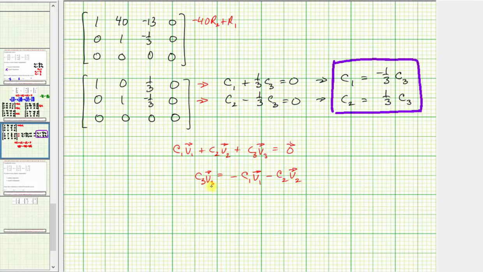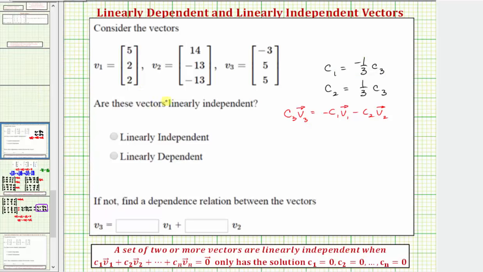So if we want to write v sub 3 as a linear combination of v sub 1 and v sub 2, notice how C sub 3 would have to be equal to 1. And if we know C sub 3 equals 1, we have the equations here we need to find C sub 1 and C sub 2. So going back to our first slide, we now know the three vectors are linearly dependent because the solution to our vector equation was not just C sub 1, C sub 2, and C sub 3 equals 0.